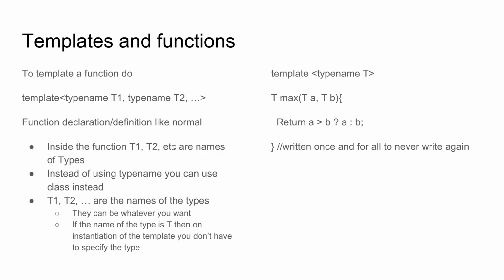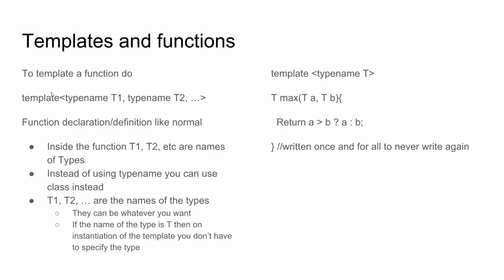Inside the function, T1 and T2 are just going to be the names of types. But we just don't know right now what they're going to be. And we'll see later on how we can figure out what they will be. You can say class here instead of type name, but I like type name because it's a little bit more specific that this is the name of a type. T1 is the name of a type.